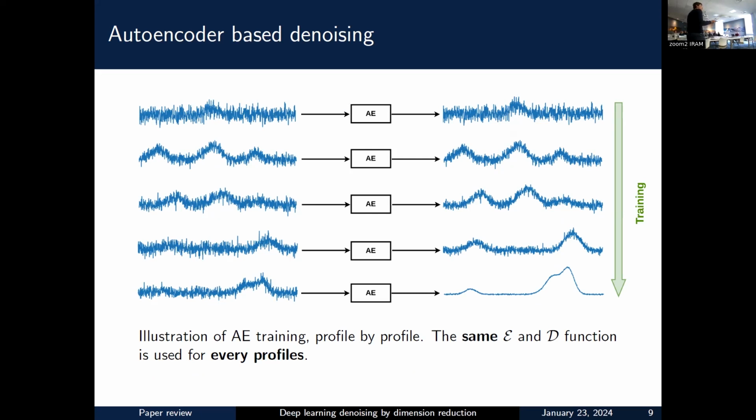What I think is important is that the same encoding and decoding functions are used for every profile of the cubes. But it's also important that if we try to denoise different cubes, we have to train different networks.